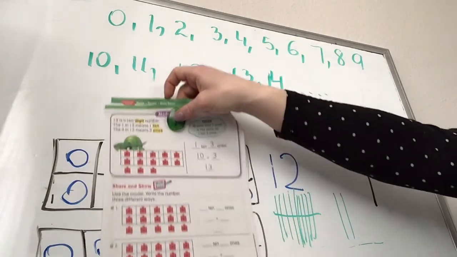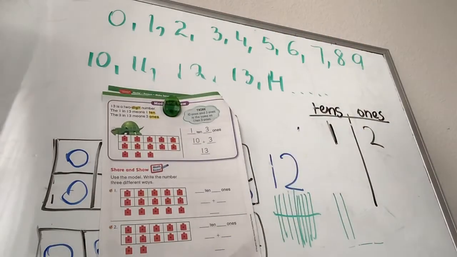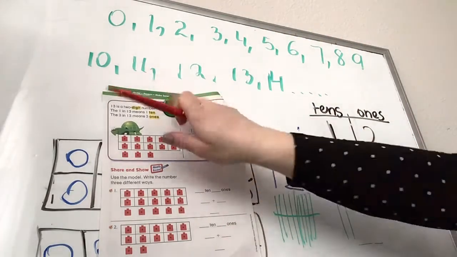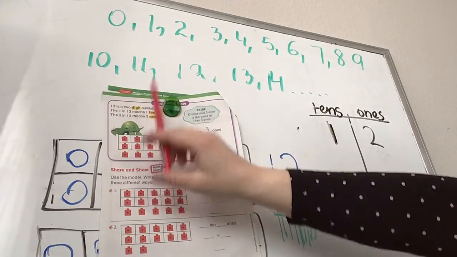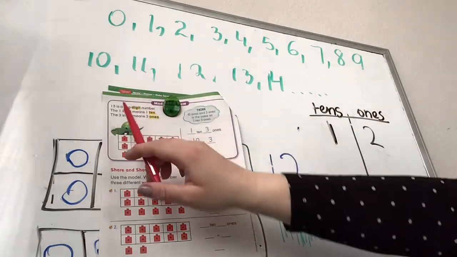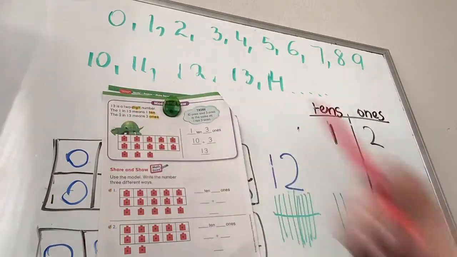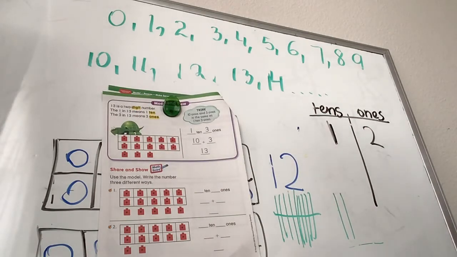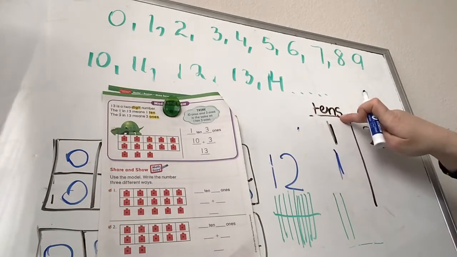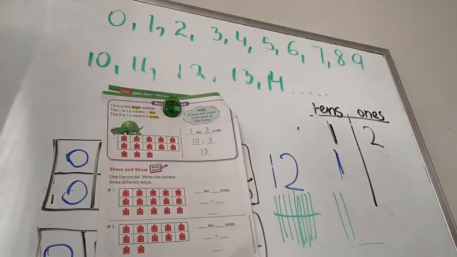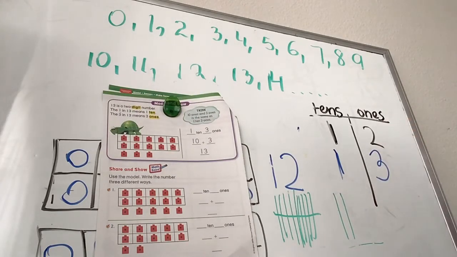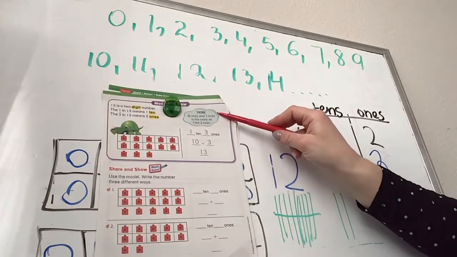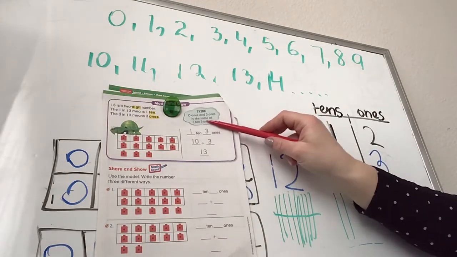Okay, on the next page, let's look at model and draw. 13 is a two-digit number, just like Mrs. K said. The 1 in 13 means 1 ten. So in the number 13, I'm going to put 1 in tens, and the 3 in 13 means 3 ones. So my 3 will go into the ones column. Okay? So think. 10 ones and 3 ones is the same as 1 ten, 3 ones.